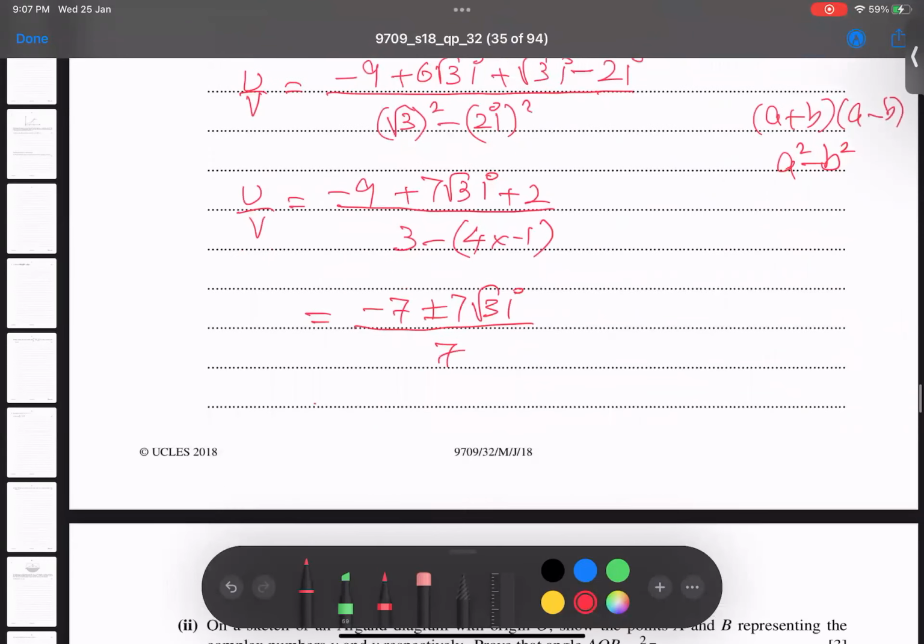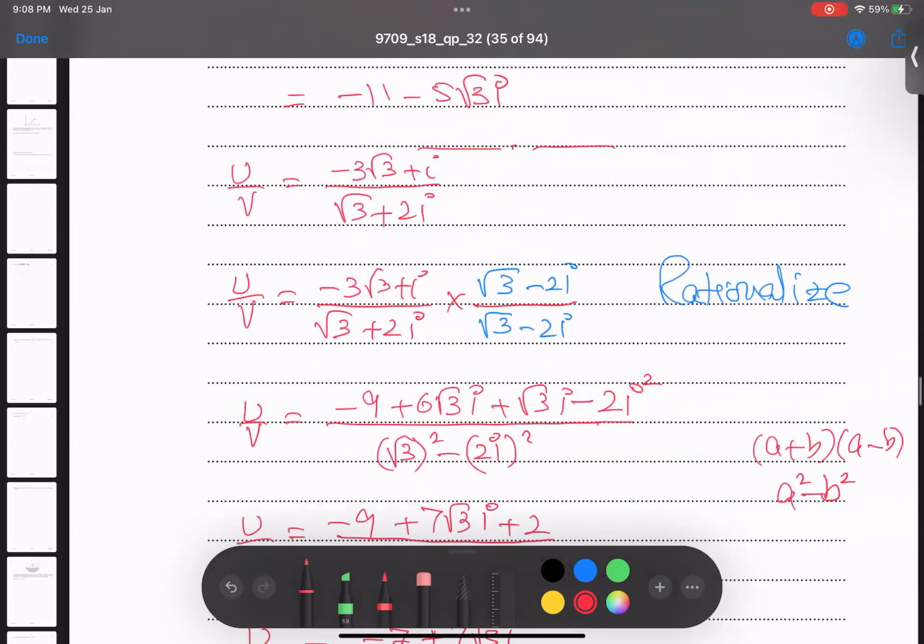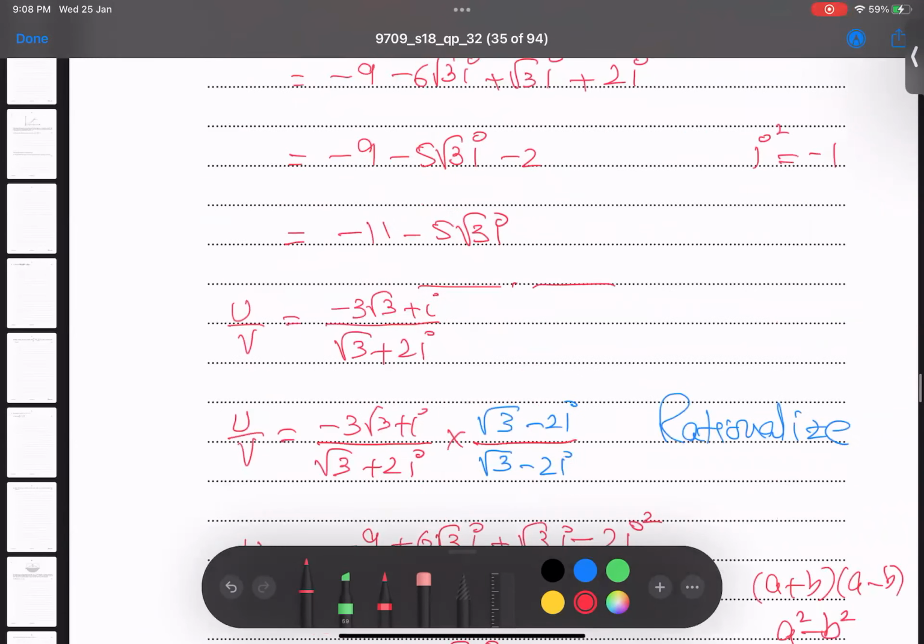This 7 divides both values and ultimately I am getting u over v as negative 1 plus minus root 3 iota. Alhamdulillahi Rabbil Alameen. So wait a minute, no plus and minus, only plus. Yeah, only plus. Okay, so we have done it. Alhamdulillah Rabbil Alameen. This is also over. And we got two answers, uv and u over v, easily.